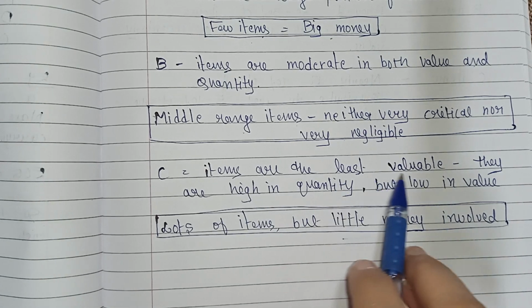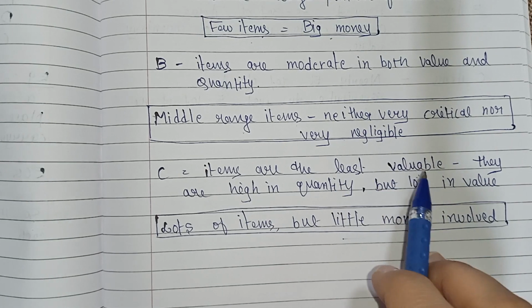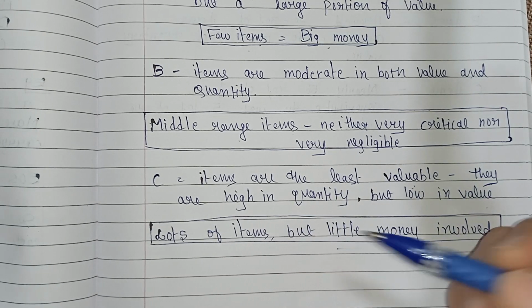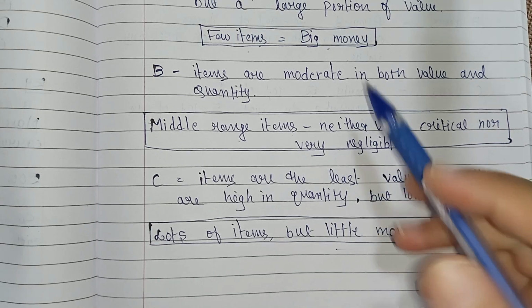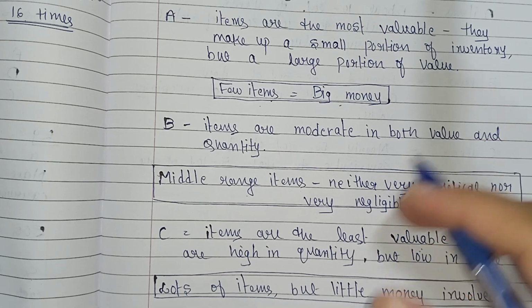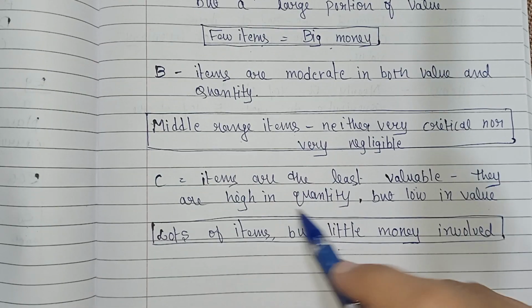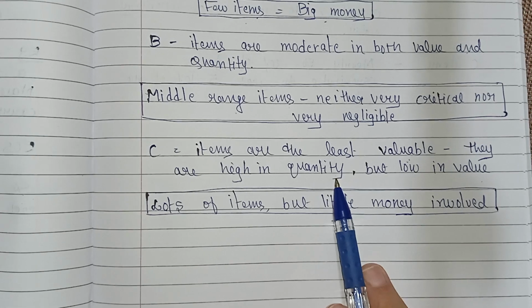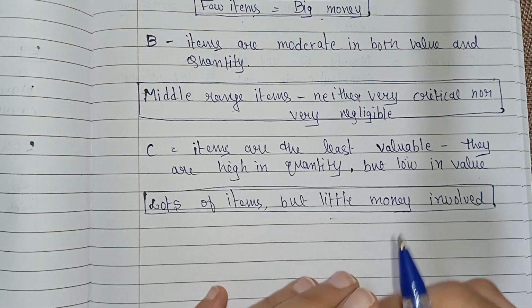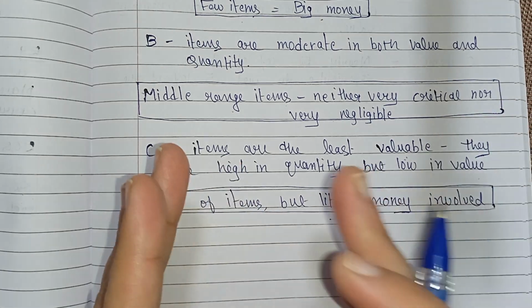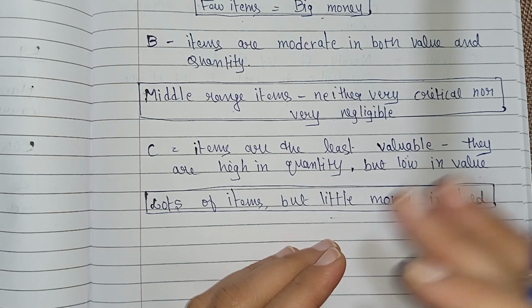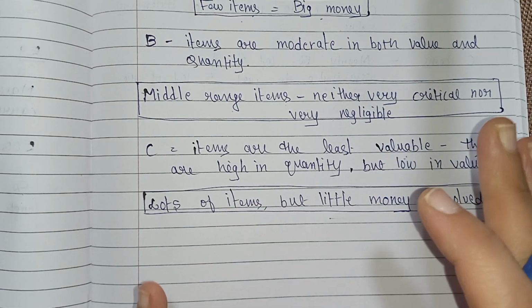C items are the least valuable. They are high in quantity but low in value. This is exactly the opposite of A items. A items are the most valuable, making up a small portion of inventory but a large portion of value, but C items are high in quantity but low in value. C items are found in large quantities in inventory but each item is very low in cost. So even if there are many, their total value is very small.